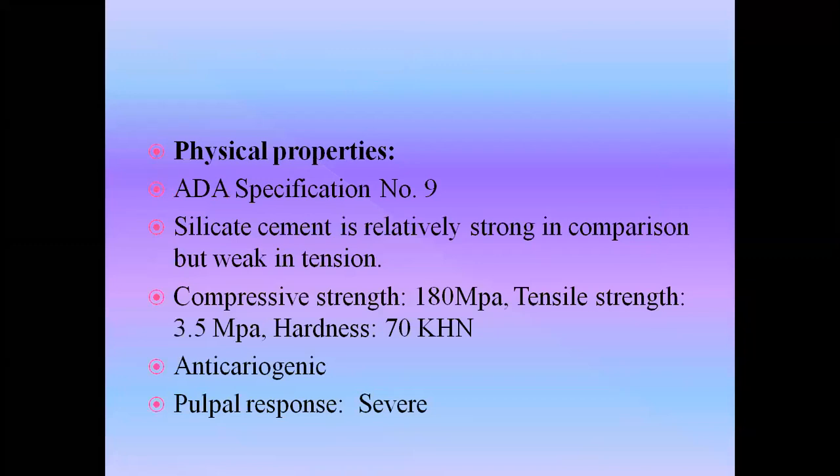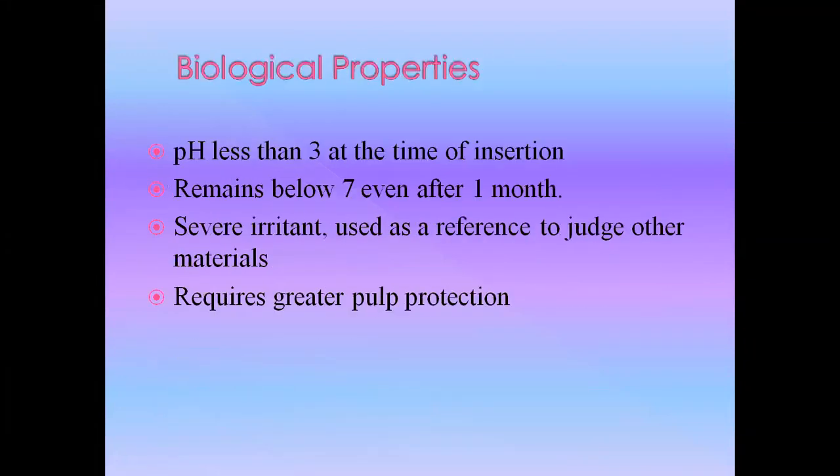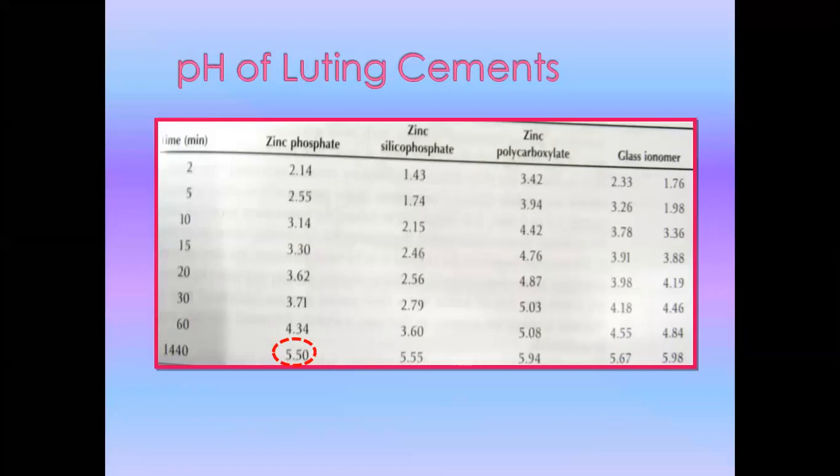Pulpal response: it causes severe pulpal response because pH is less than 3 at the time of insertion and remains below 7 even after 1 month. It is a severe irritant, used as a reference to judge other materials. It requires greater pulp protection. Now, the pH of luting cements, I've shown you in the last PPT.